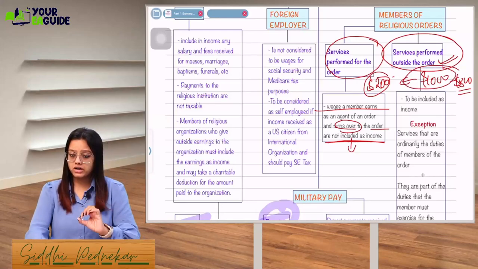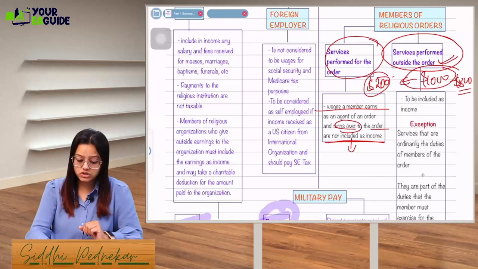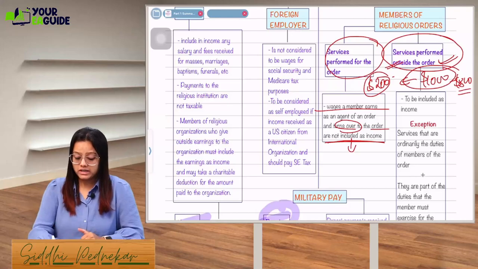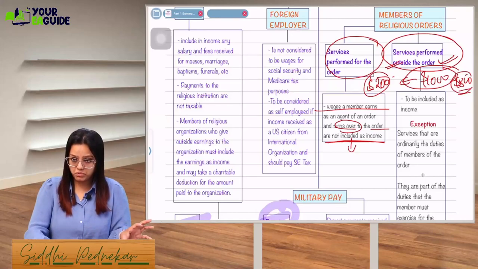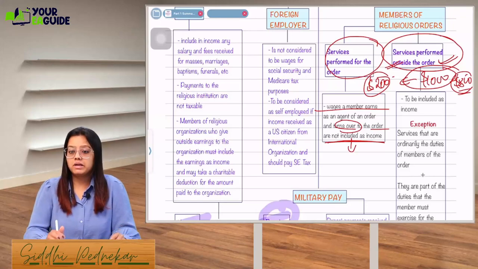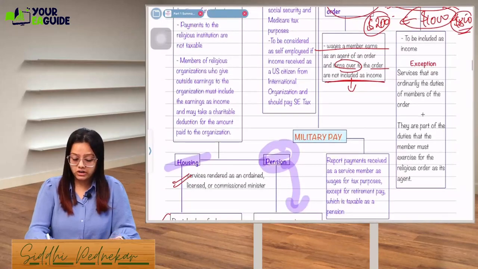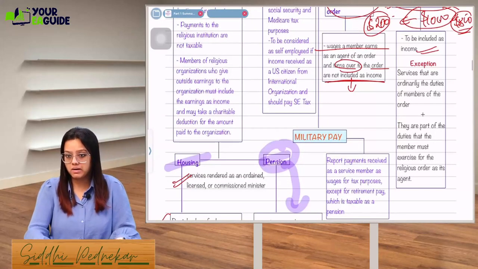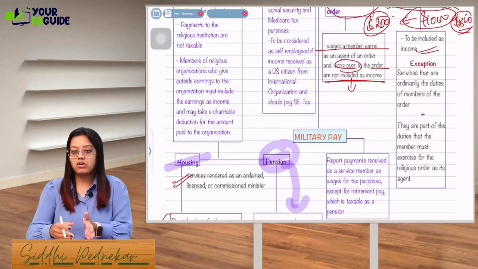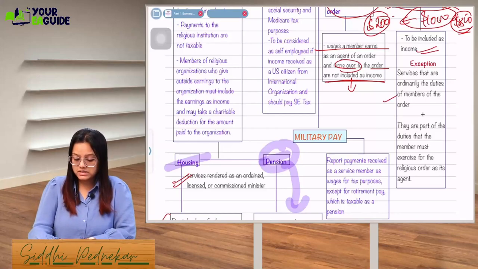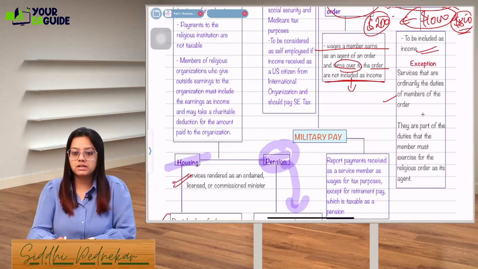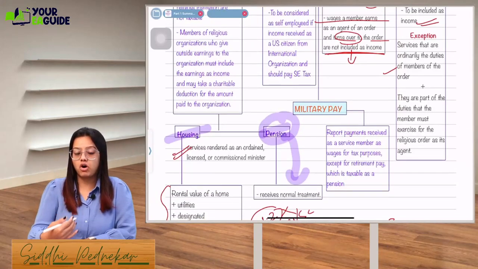The $1,000 will be chargeable to tax as wage income because you are performing service outside the order. This $800 which you are then donating, depositing to the church, will be considered a charitable contribution. Okay, so it is mentioned here the whole $1,000 will be included in the income. The exception is services that are ordinarily the duties of the members of the order, plus they are part of the duties that the member must exercise for the religious order.